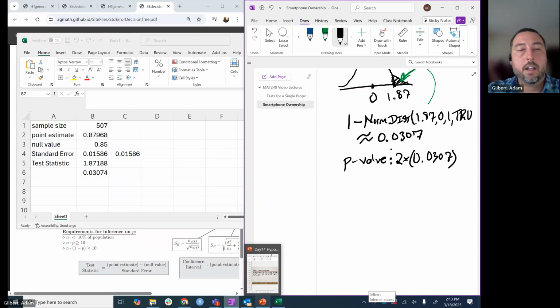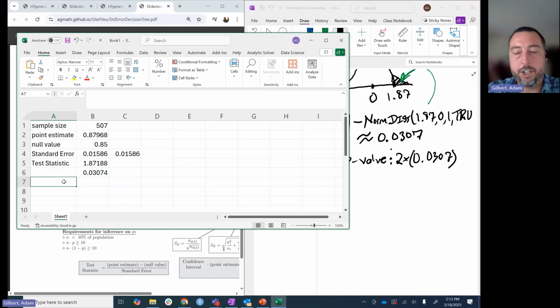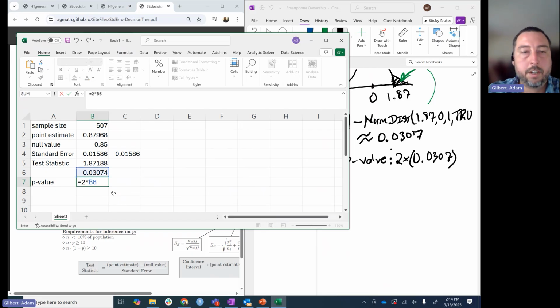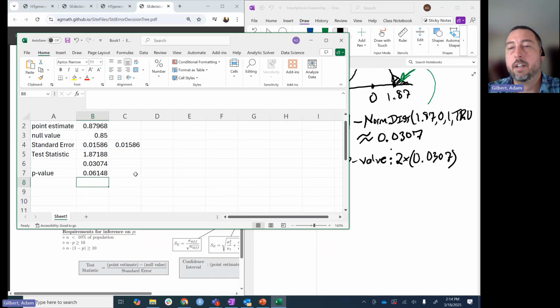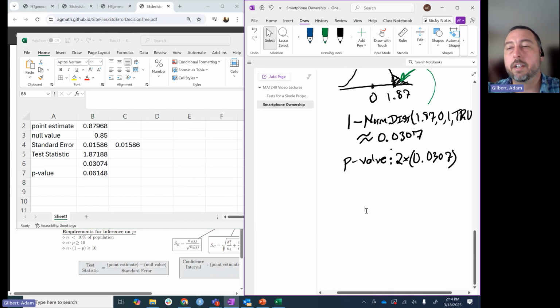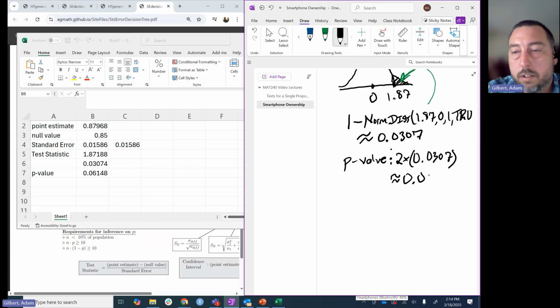So I'm going to come back here to our Excel sheet. I'm going to calculate the p-value. This is going to be 2 times the value we just calculated, which was in cell B6, and got to remember to hit the equal sign there. So 2 times the value in B6, we get about 6.15%. So coming back to our OneNote notebook, the p-value again is about 0.0615.